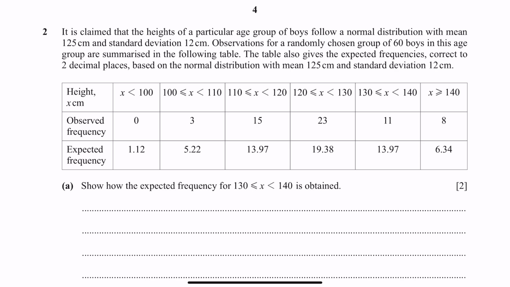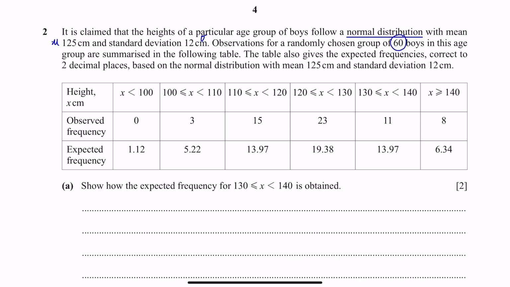Question 2. It is claimed that the height of a particular age group of boys follows a normal distribution with mean 125 cm and standard deviation of 12 cm. Observations for a randomly chosen group of 60 boys in this age group are summarized in the following table. The table also provides the expected frequencies corrected to 2 decimal places based on the normal distribution with mean 125 cm and standard deviation 12 cm.